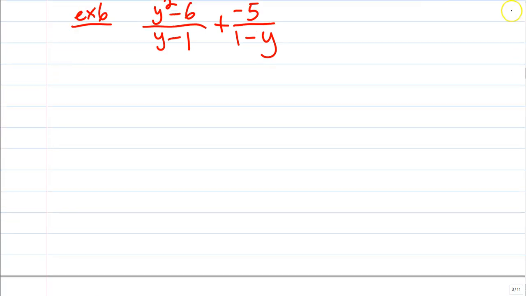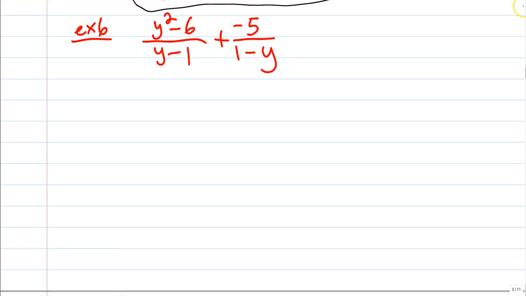These do not have a common denominator. It is very tempting just to multiply them by each other. Here's the issue on this one. This is a y minus 1. This is almost a y minus 1. Why don't we put these in order and see if it makes a little more sense? Y squared minus 6, y minus 1, plus negative 5 over negative y plus 1. These are not the same, but they're almost the same, aren't they? If that first y could just be positive and the 1 be negative, we can do that. I can make them both change signs by factoring out a negative 1.